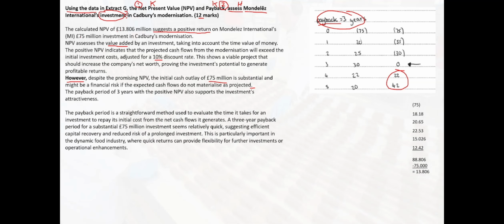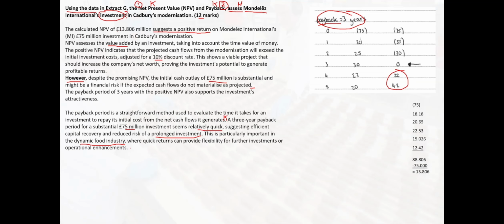The payback period is a straightforward method used to evaluate the time it takes for the investment to repay its initial cost and the net cash flow it generates. Loads of knowledge there. The 3-year payback period and the substantial 75 million investment seems relatively quick. That's actually me interpreting the data, suggesting efficient capital recovery and reduced risk, it's not very long. This is particularly important in the dynamic food industry, nice context, where quick returns can provide flexibility for further investments, especially if there's a new machine that comes along, or operational enhancements.